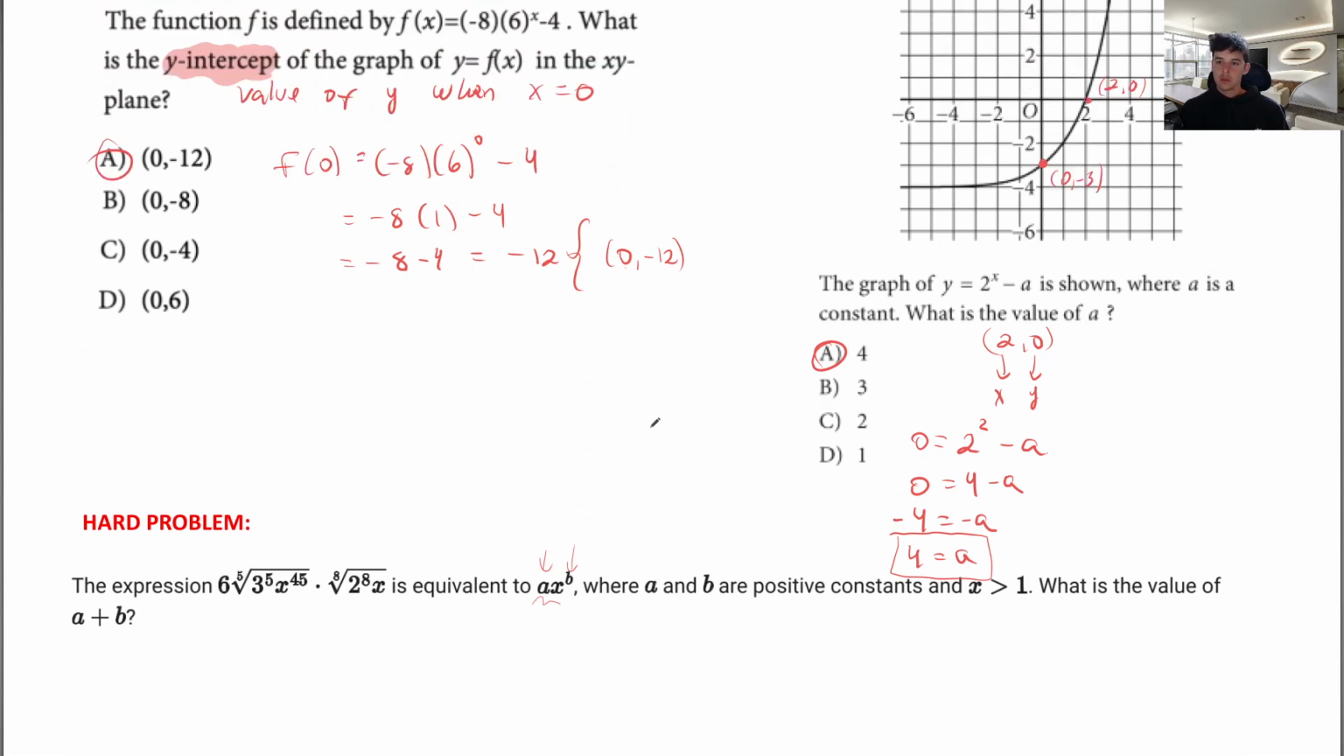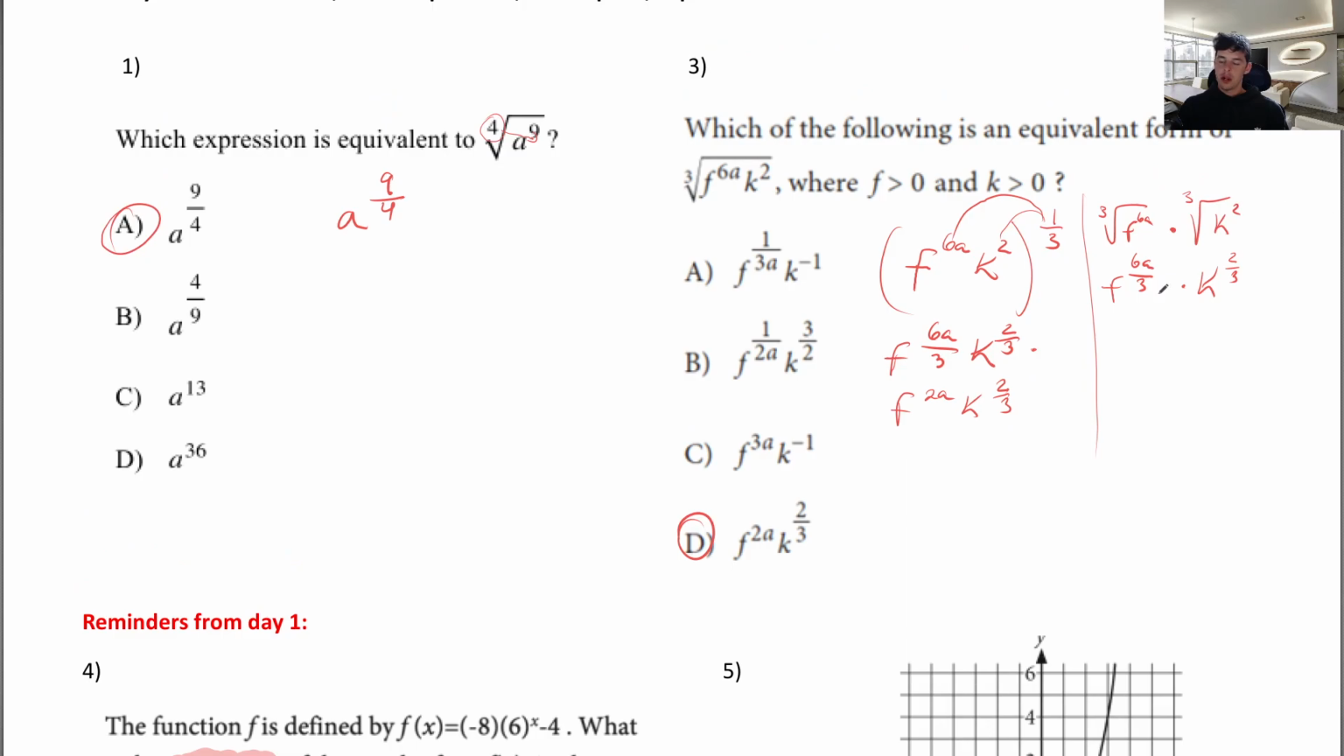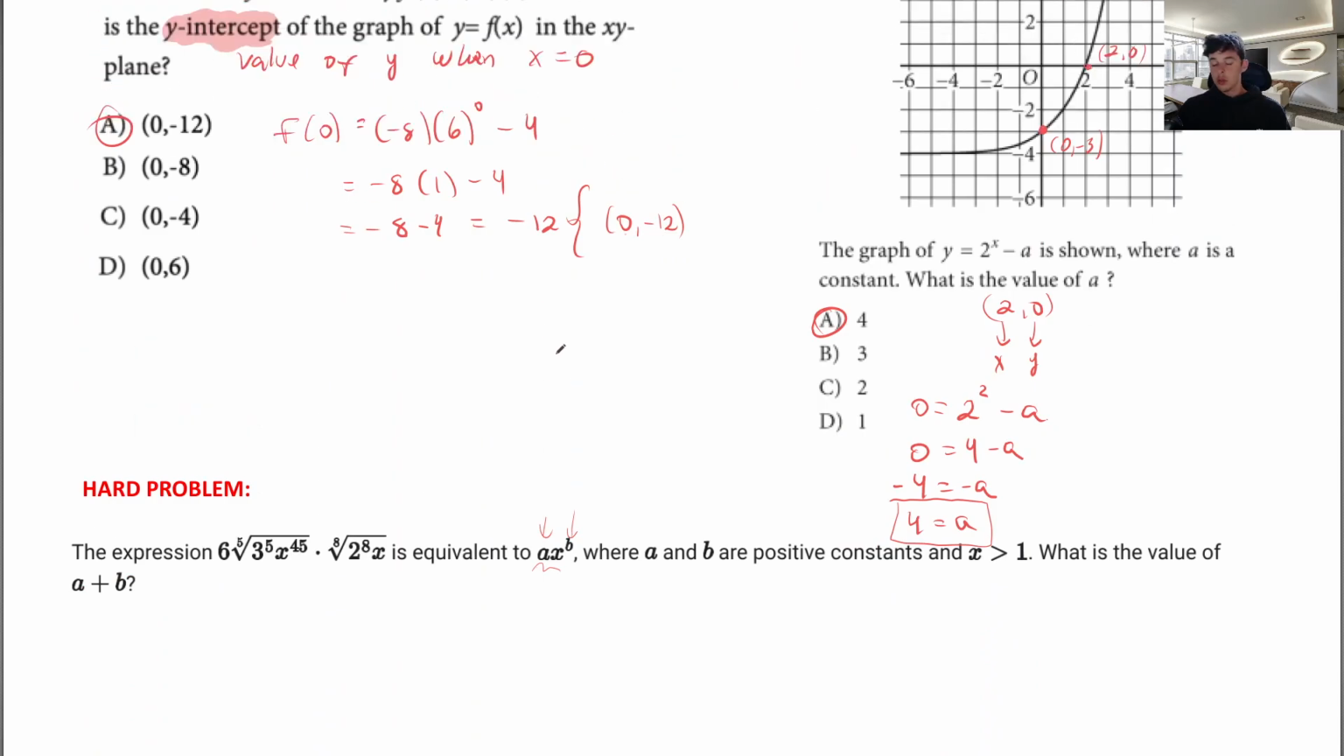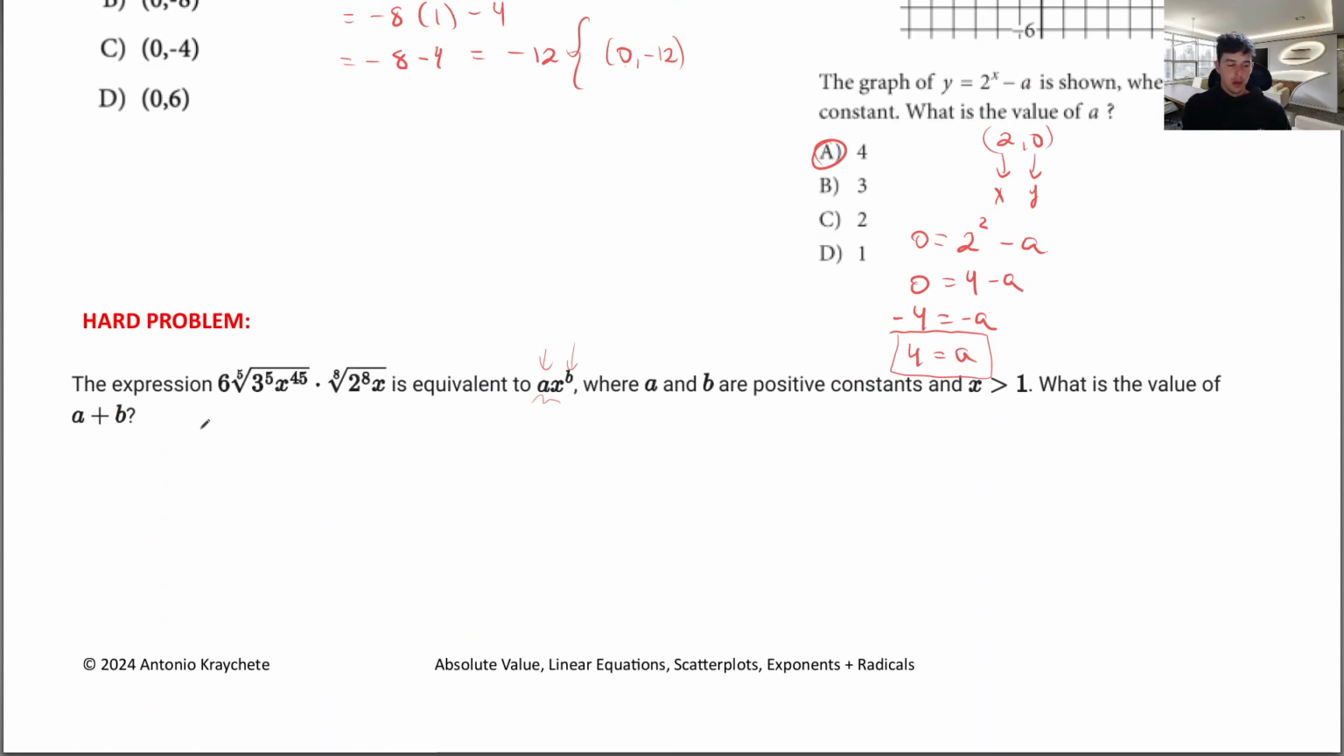Let's do this way right here. I think it's simpler for people to understand. So let's do this one. You can do any way though, any way you like. So let's do 6. Let's separate the roots in each term. The fifth root of 3 to the fifth times the fifth root of x to the 45th power times the eighth root of 2 to the eighth times the eighth root of x.